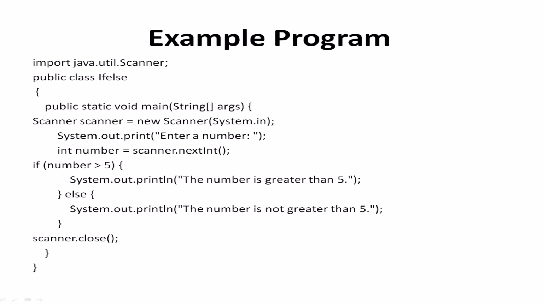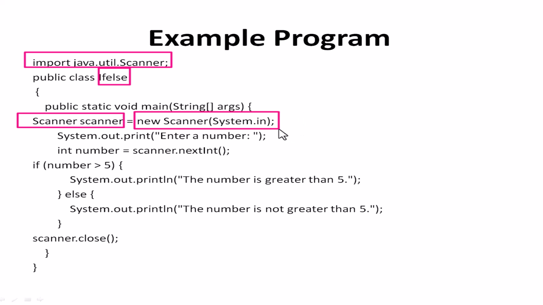Here you have an example program. In this program, the name of the class is IfElse. By using Scanner, you are going to accept the input through the keyboard. The Scanner object is created as scanner equal to new Scanner(System.in) to accept the value through the keyboard. The user should know, so he has to enter a number. For that, you ask: enter a number. The number he enters should be an integer type, so you have declared an integer number, and the number you accept through the scanner is stored and assigned to this number by using scanner.nextInt(). So it is going to store the number in number.